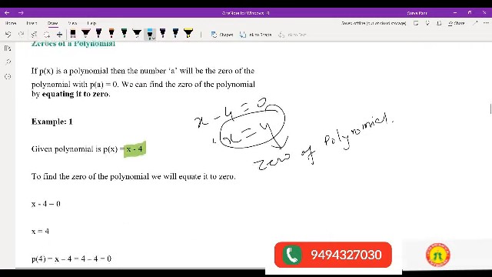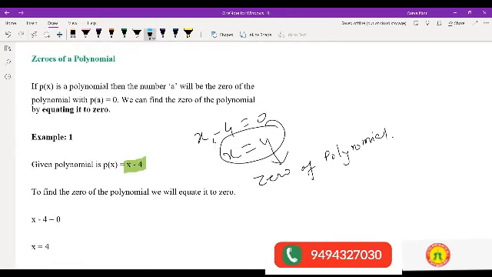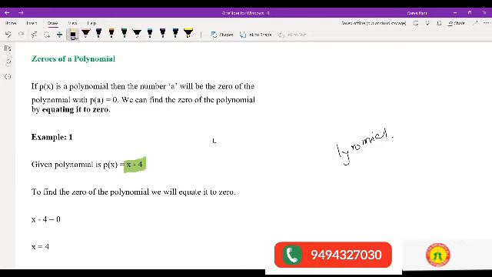What is zero of the polynomial? The next topic is: what is zero of the polynomial? Zero of the polynomial is nothing but the value we put in place of x so that this whole polynomial becomes 0. This whole polynomial becomes 0.